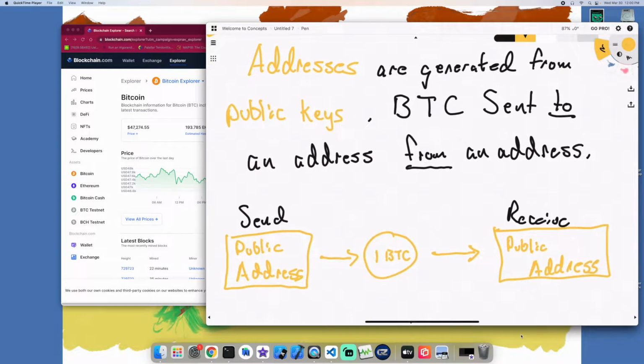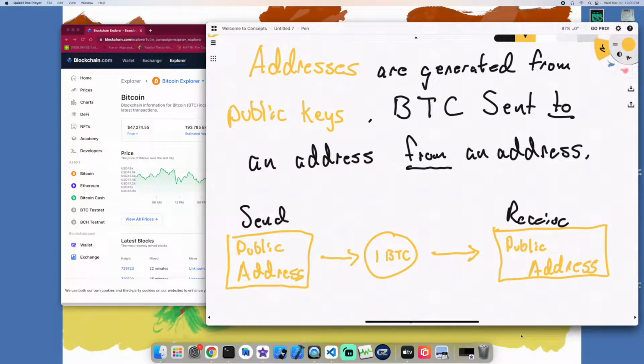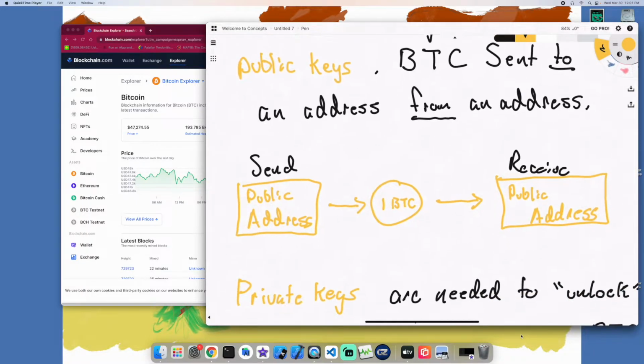Addresses are generated from the public side of a public and private key pair. BTC is sent to an address from an address. So in general, every single BTC transaction, and you could say every single transaction on any blockchain, will have two public addresses tied to it. You will have the public address the cryptocurrency was sent from, and the public address that is receiving the cryptocurrency. So down here I have a public address sending 1 BTC to a receiving public address.